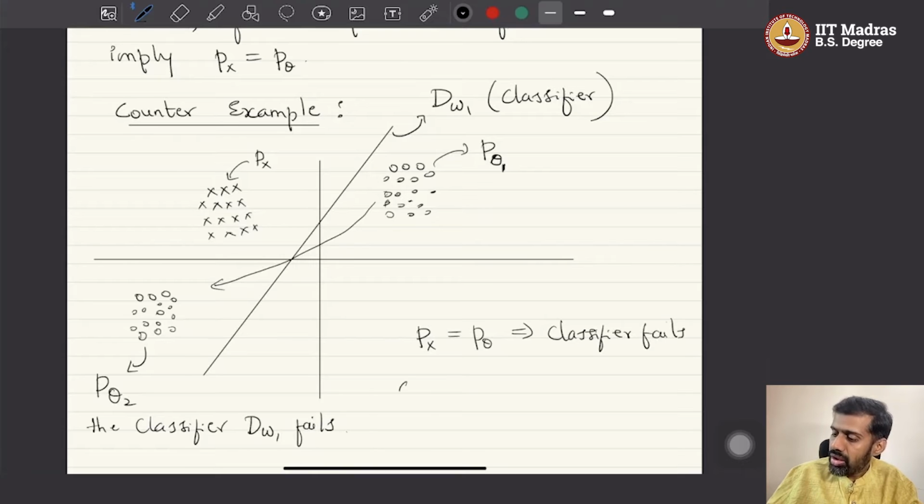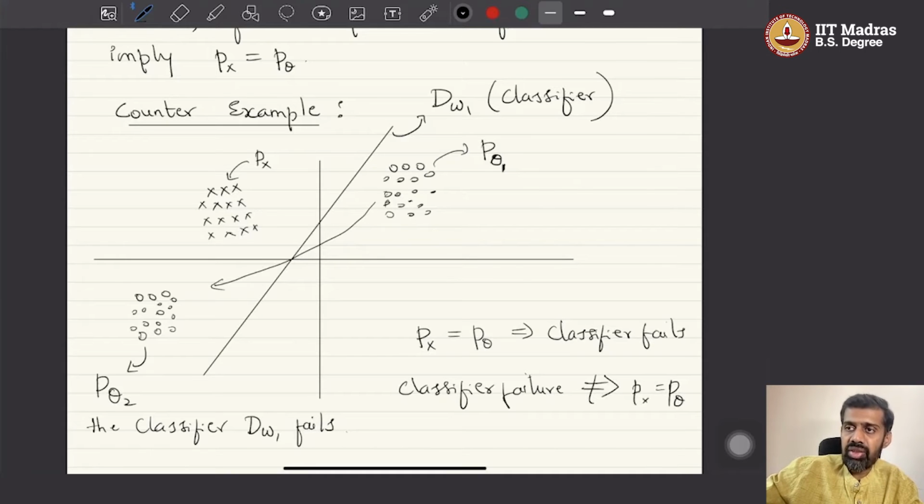But the classifier failing does not imply that p theta is matching with px, right? So now this is the counter example where you can make your classifier fail even without making px and p theta the same.